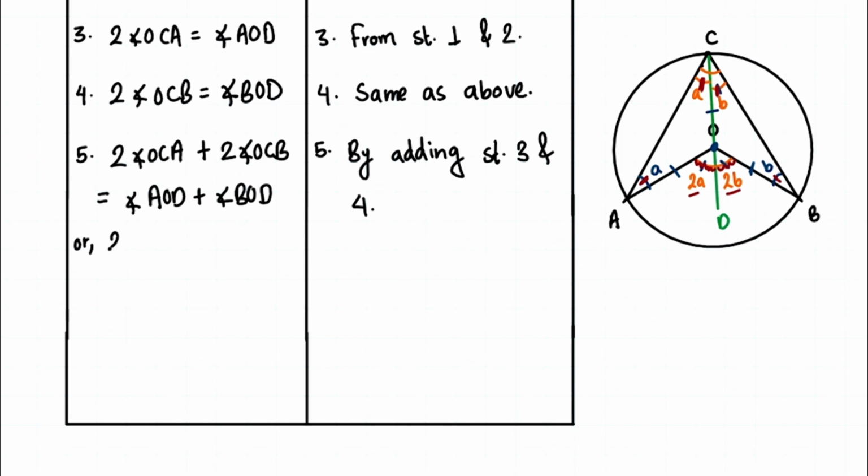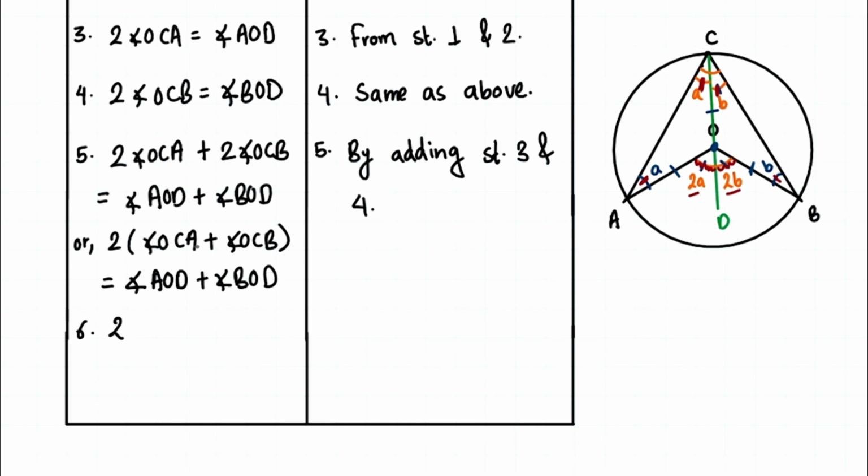Or we can write this as, if we take 2 common, we get angle OCA plus angle OCB is equal to angle AOD plus angle BOD. I'm just taking 2 common here. Now in our number 6, we have our 2 over here, angle OCA plus OCB. Angle OCA is this A angle, and angle OCB is this angle B. So when we add these 2 angles, we get this entire angle, angle ACB.